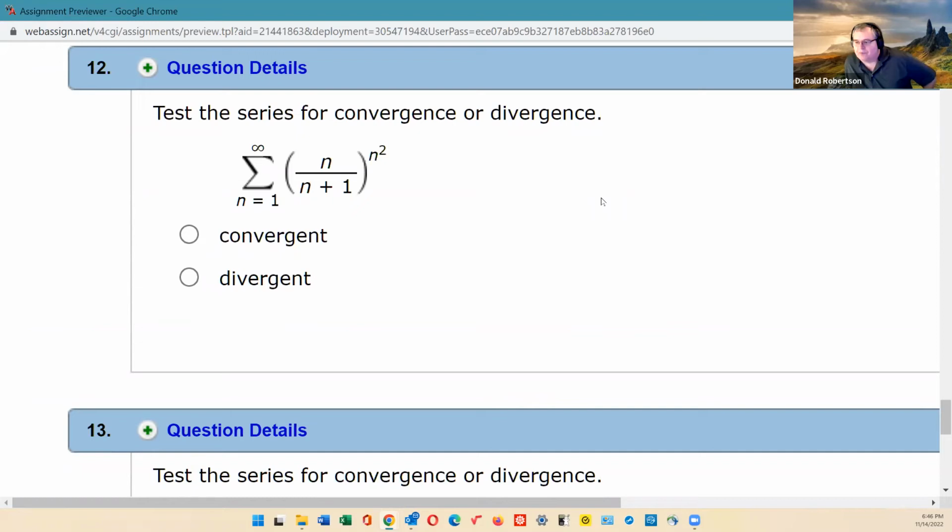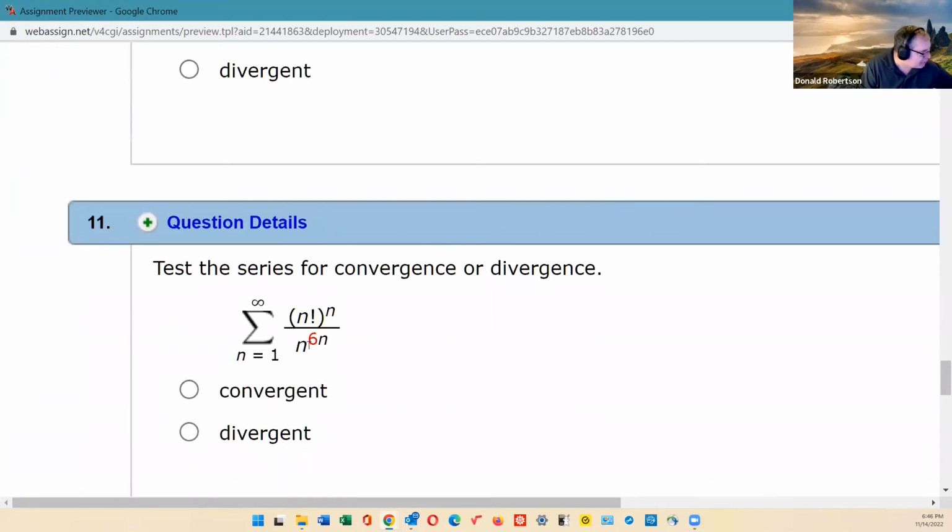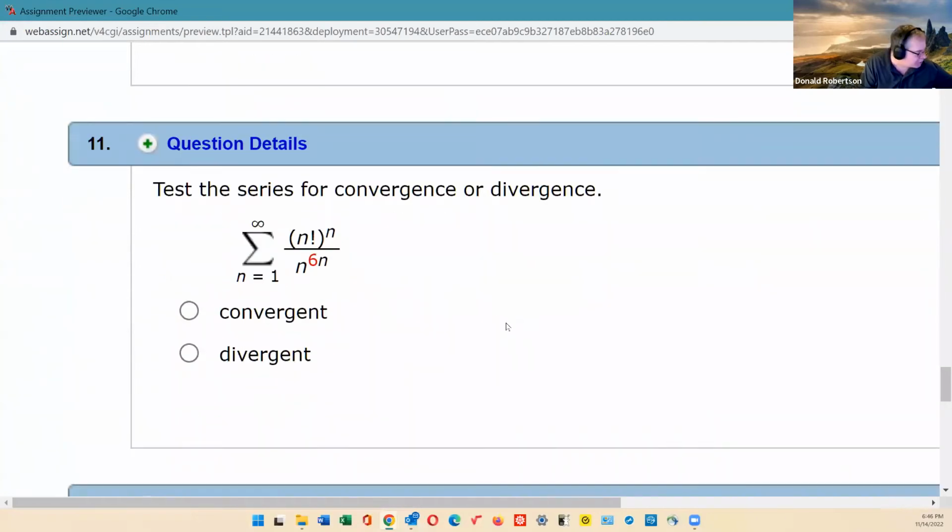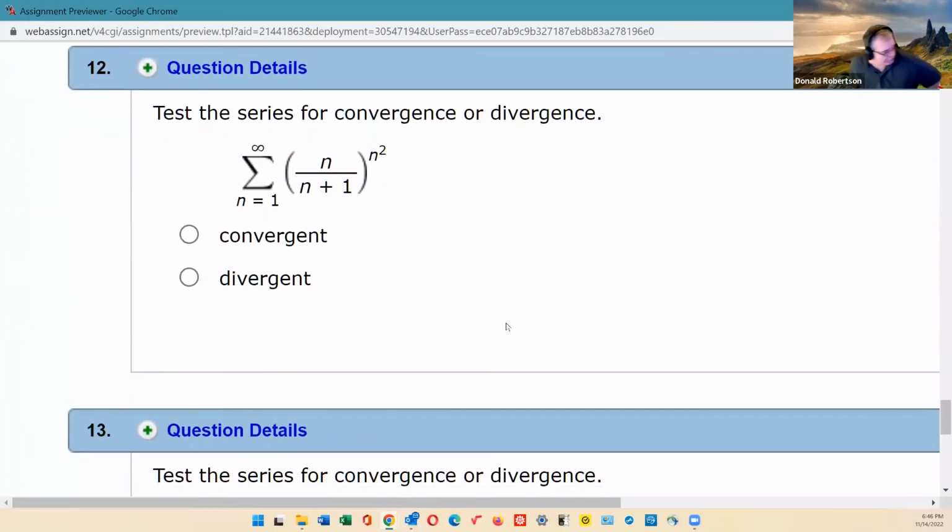What about 12? Oh, things to look for. If things are raised to the power of something to do with n, right? Here it's n and here it's 6 to the n. If you see that, that is an example where the nth root test would work. What about question 12? What test for question 12?